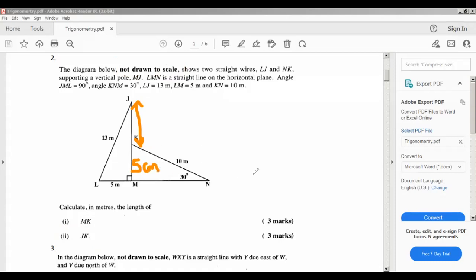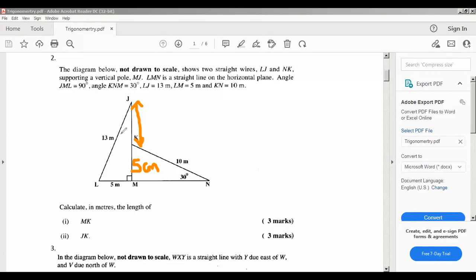And the adjacent is 5 and the hypotenuse is 13. No, hold on. Remember, you can't label a triangle if there's no angle. You realize that there's no angle for the left-hand triangle? So you only talk about opposite and adjacent when an angle is involved.